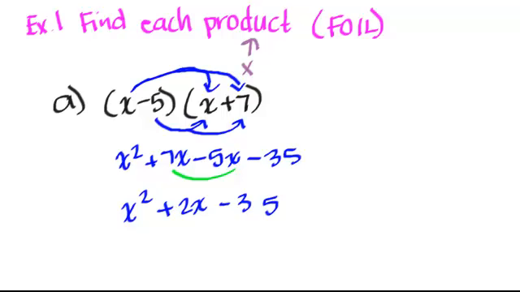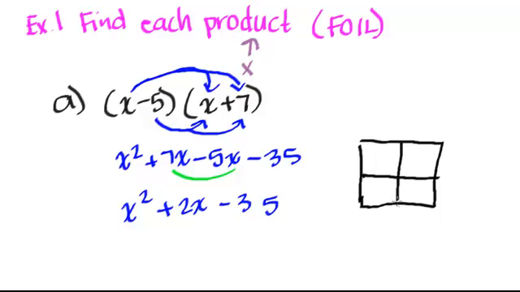There's another way of doing this though. I can use a box. So I make a square, and I make 4 boxes out of the square. And what I do is I place my binomials on the outside. So I write x minus 5 and x plus 7.